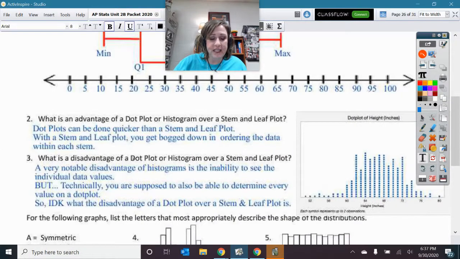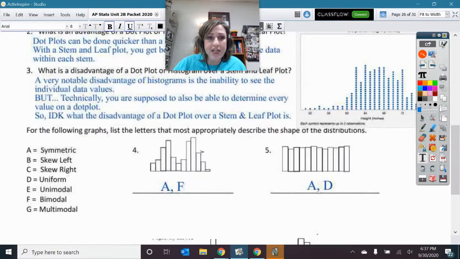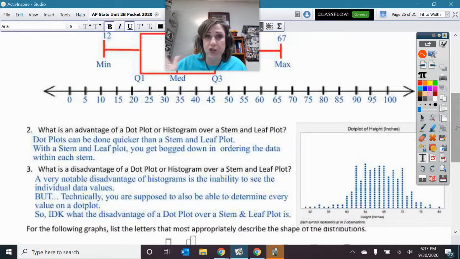All right, now a disadvantage of a dot plot or histogram. So let's kind of talk about this. A very notable and definite issue with a histogram is that you cannot see the individual piece of data values. Those are usually bins, and you have data that falls in those bins, and so you don't know how many 250s there are or how many $5 tips there are or whatever.